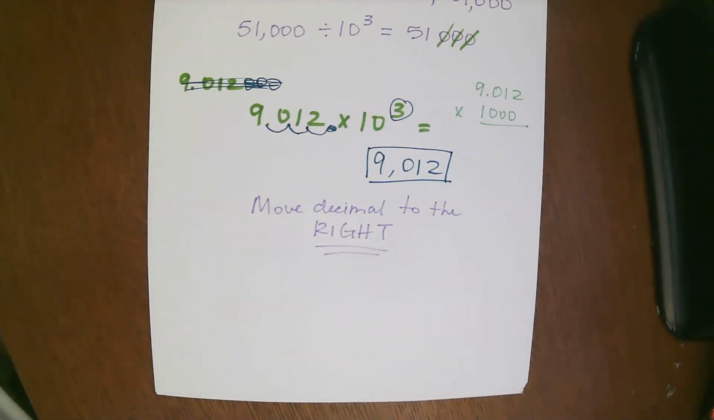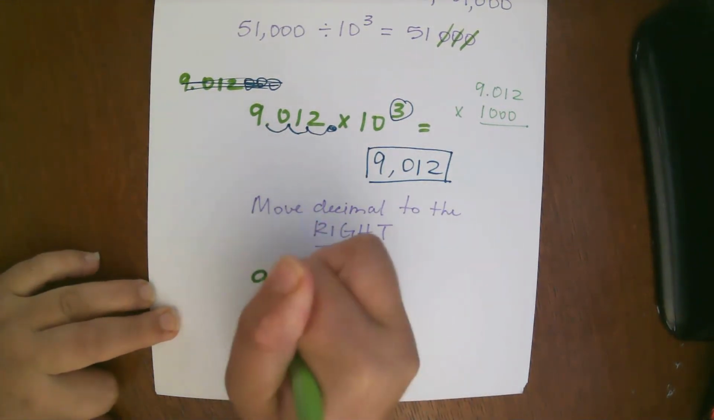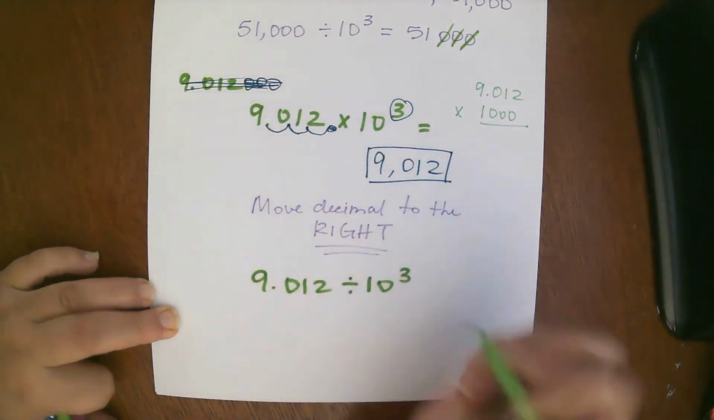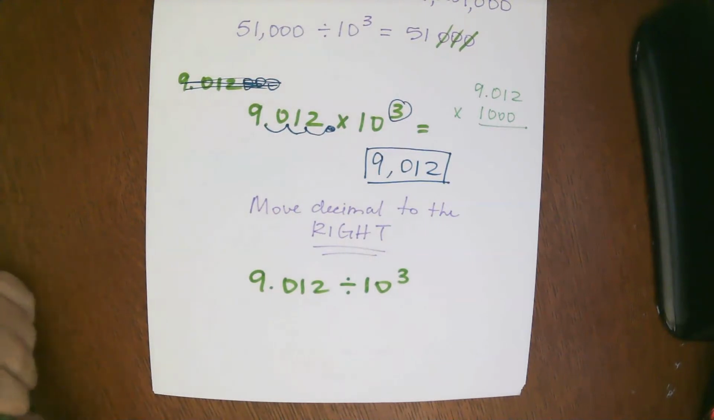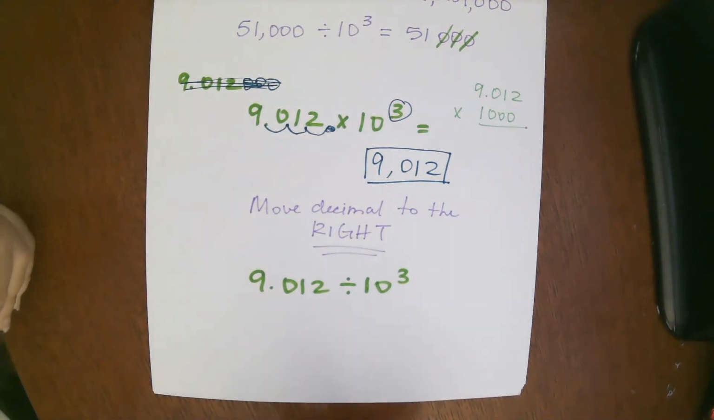So let's take a look. Let's take the same number, 9.012, divided by 10 to the third. Okay, same exact number, but the only difference is now we're dividing. Okay, so when we're dividing, we're making groups, right? We're making parts. So our number's going to be smaller because we're making groups.